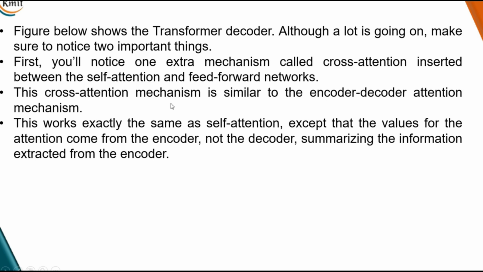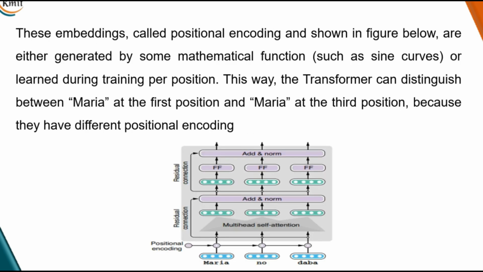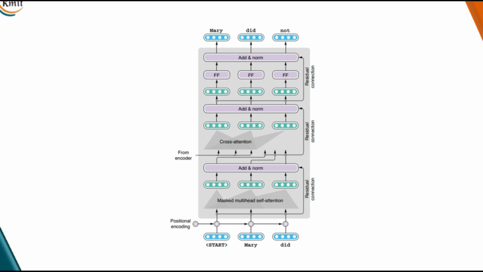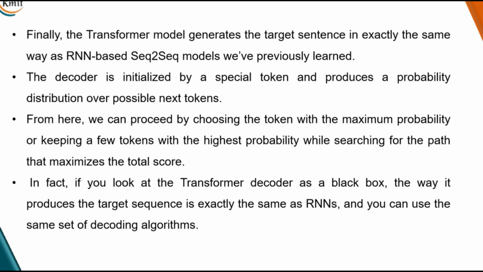This cross attention mechanism will actually work like an encoder-decoder attention mechanism for summarizing the entire input which is extracted from the encoder. So this is the multi-layer encoder block. This is the multi-layer decoder block. So Maria no daba is converted to Mary did not. Okay. So from the encoder we apply cross attention and give it to multi-layer decoder blocks and generate the corresponding output tokens. Okay. So finally here the conclusion is the transformer model generates the target sequence in exactly the same way as an RNN sequence-to-sequence model does.